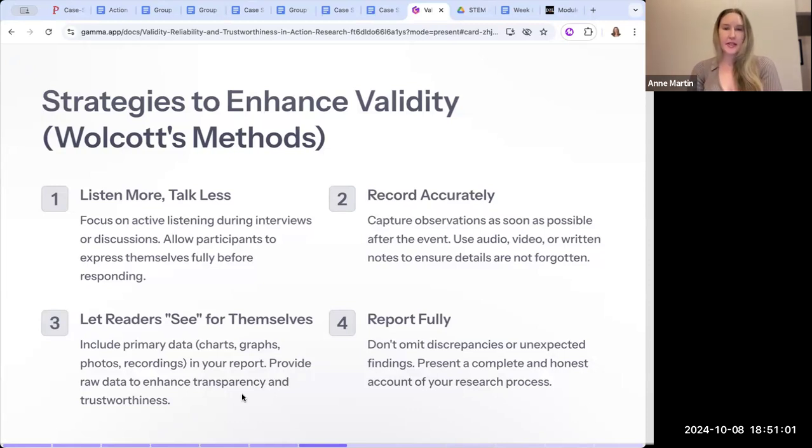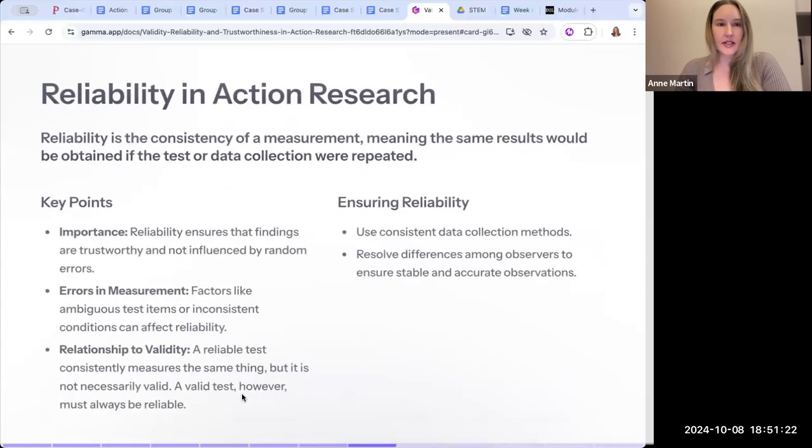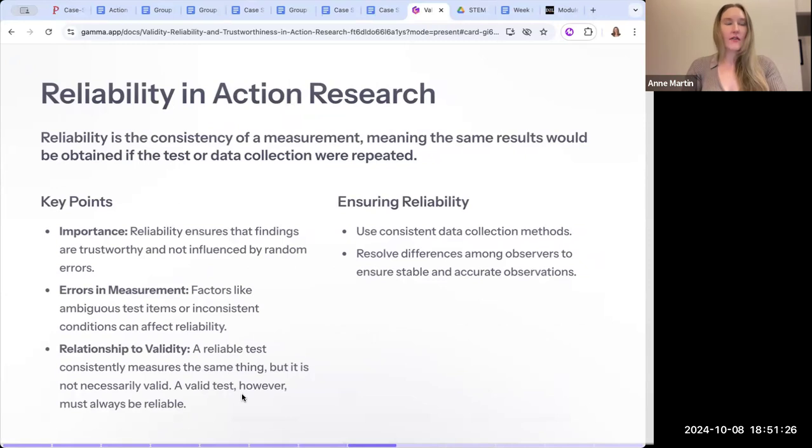provide that transparency. And then of course, report fully. Don't omit discrepancies or unexpected findings, because those are important pieces of complexity. That's an opportunity for you to discuss them, even if you don't have a full idea yet of why. Maybe it leads to another question for the future, but fully address it and discuss it. Okay, so that is under the umbrella of validity. Does the research measure what it is claiming to measure?